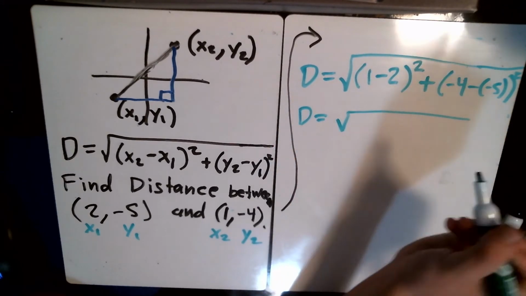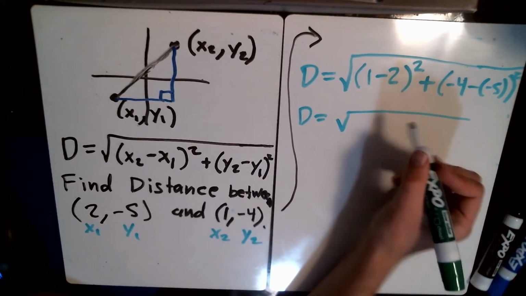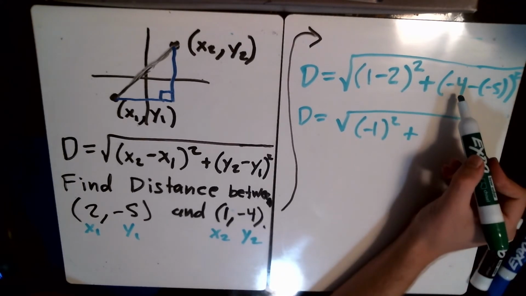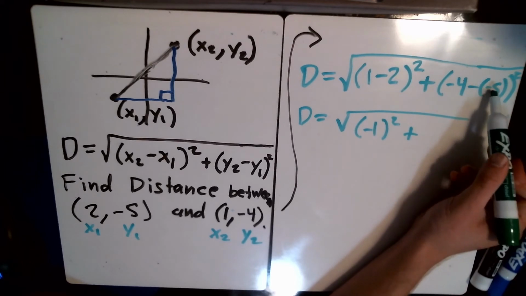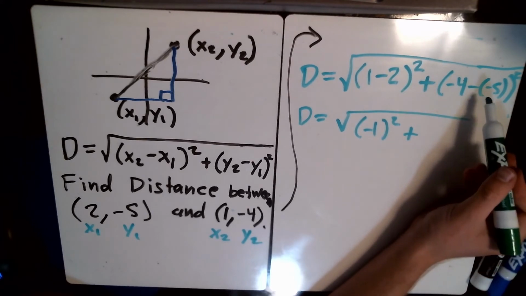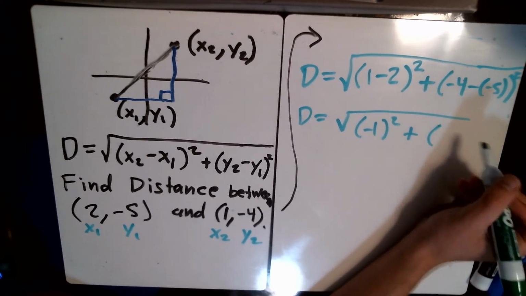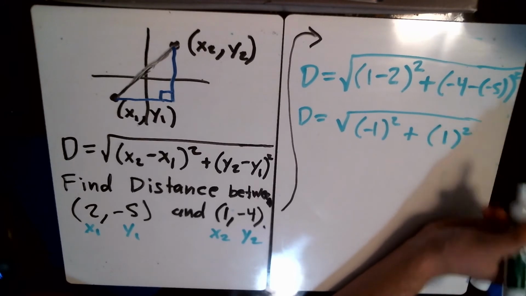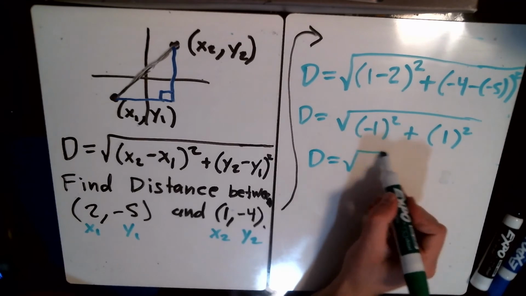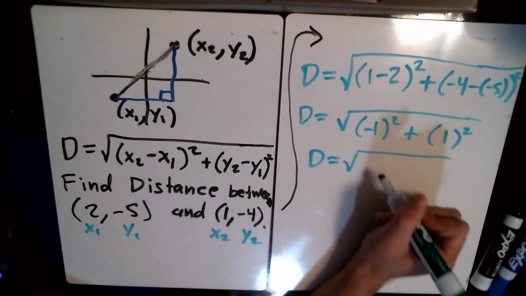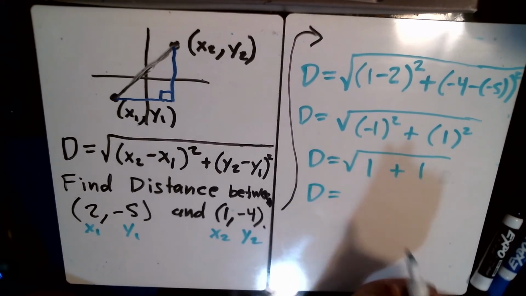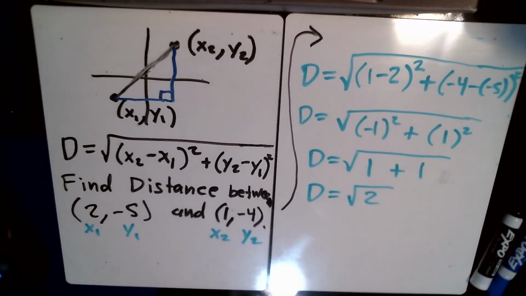So we get, well, when I do 1 minus 2, that's negative 1. It's still going to be squared. Plus negative 4 minus a negative 5. Minusing a negative 5 would be the same as adding 5. So negative 4 plus 5 is 1. Okay. And so we get the square root of negative 1 squared, which is just 1, plus 1 squared, which is 1. So our distance is the square root of 2.